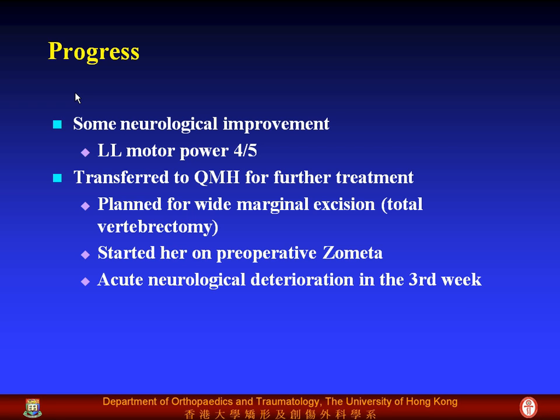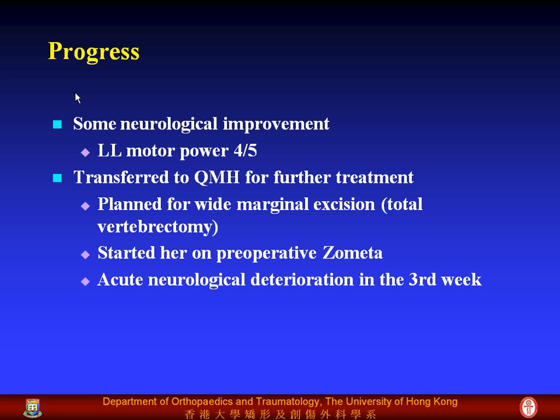She was transferred to our hospital, and our plan is to go for a radical excision, because in giant cell tumor the primary mode of treatment is radical excision. You must try to remove the tumor in the first attempt. So we planned for a wide marginal excision. We want to call it a radical excision, but by definition it cannot be radical here.